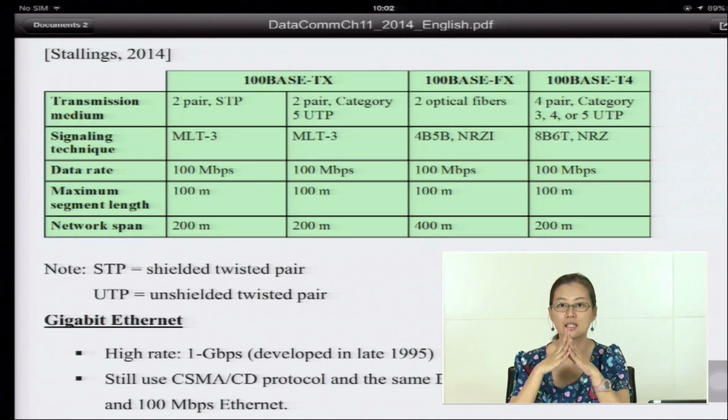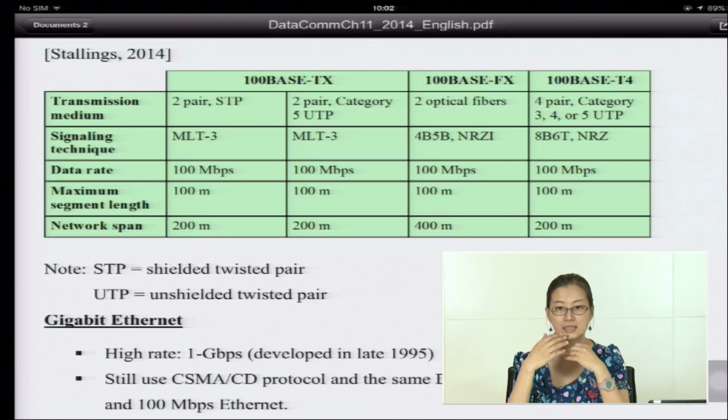If it's 100 base FX, it's optical fibers. If it's 100 base TX, again the 100 in front, the first number is the data rate. So 100 megabit per sec. Base is baseband. The T4, FX, TX, they are the medium that we are using.